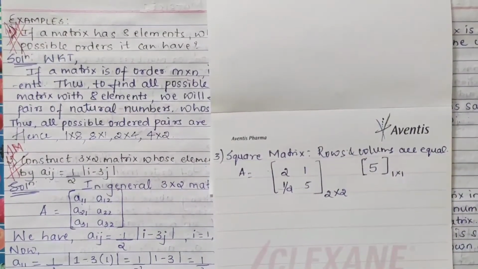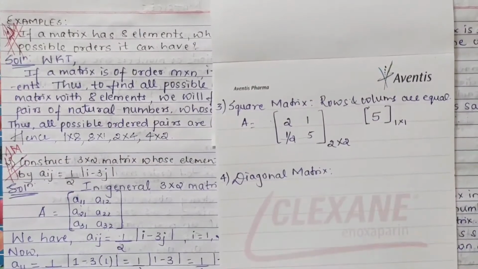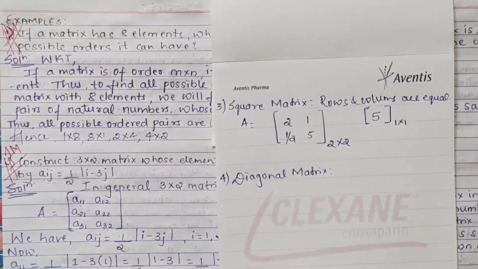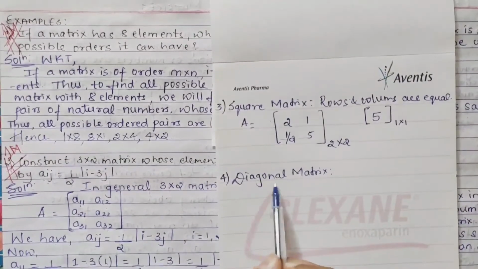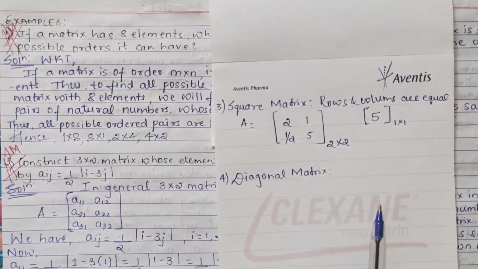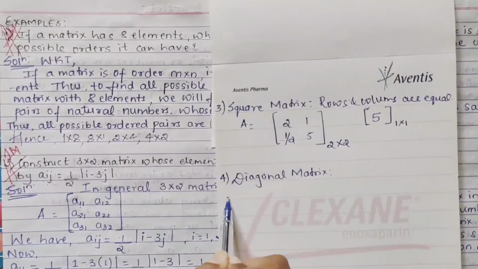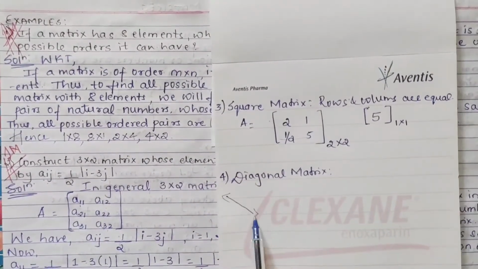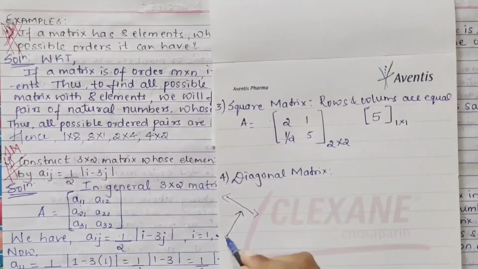Okay. Next comes the diagonal matrix. Diagonal, I am pretty sure everyone knows what diagonal means. The word diagonal. Diagonal means what? Like a slant line which we draw in this way, either this or in such a way, that we call a diagonal.